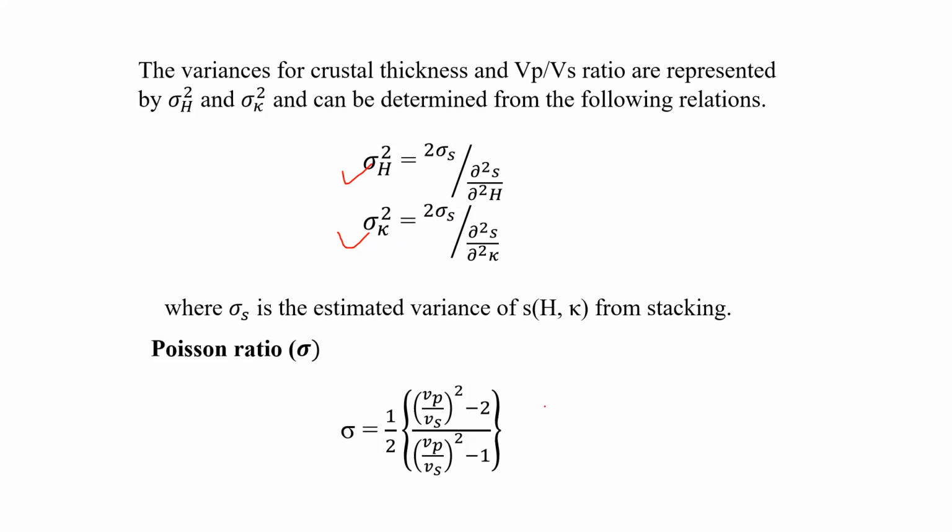And from the Vp/Vs ratio, if you want to calculate the Poisson's ratio, then this is the Poisson's ratio calculation. So this formula can be used, and it is very simple to use. You just have to use this formula to calculate the Poisson's ratio.